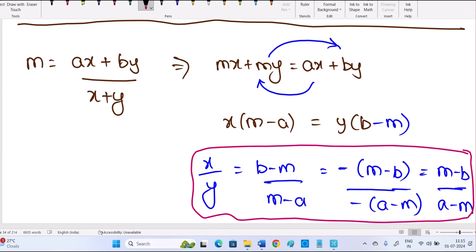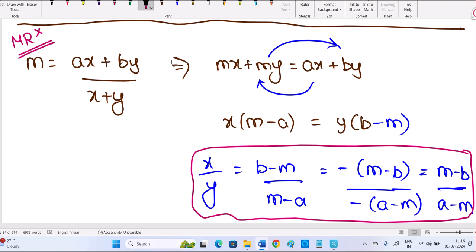This is the approach you can apply when the mixed ratio is not given. So x by y is the mixed ratio. You can take (b minus m) divided by (m minus a), or (m minus b) divided by (a minus m). M is nothing but the mean price or mixed price. A is the first variety, B is the second variety.